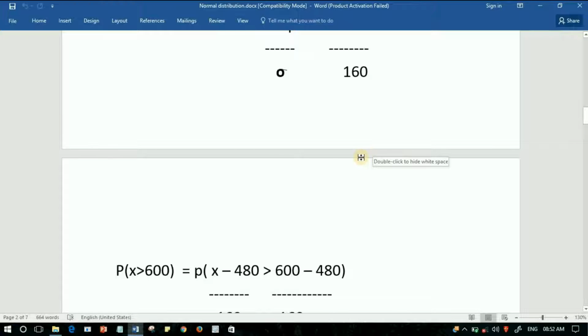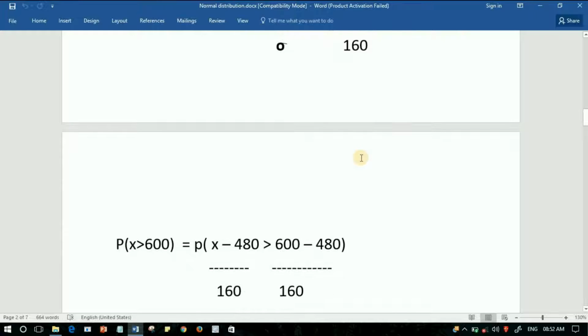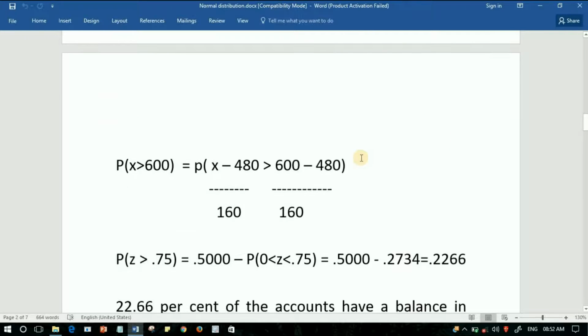That is, the first question is the probability of the balance of the account greater than 600. That is probability of x greater than 600. So we are doing the transformation (x minus 480) by 160. So the same operation, (600 minus 480) by 160. So we got probability of z greater than 0.75. It is the right side of the curve.